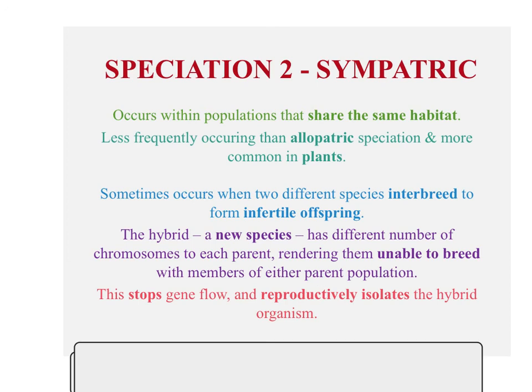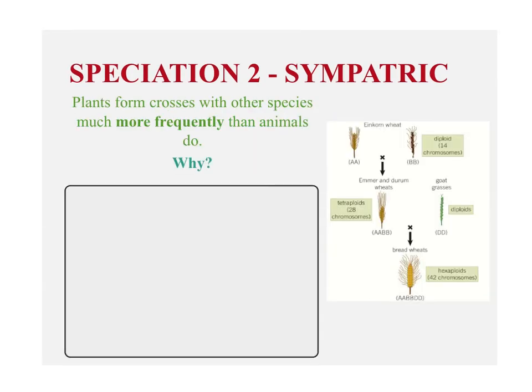And this new species has got a completely different number of chromosomes to either of its parents. So maybe if one parent's got 4 chromosomes and the other's got 6, this new species might have 5. And therefore, this new plant is unable to breed with either parent population. Now that's going to restrict gene flow, or the flow of alleles from population to population, and ultimately reproductively isolates that hybrid. And hybrid, if you're not too sure, just means the blend or the combination of those two different parent species.